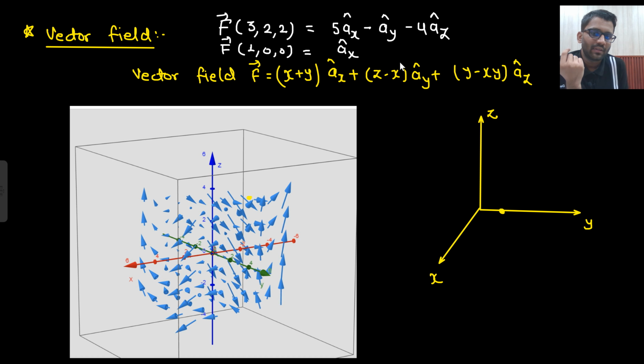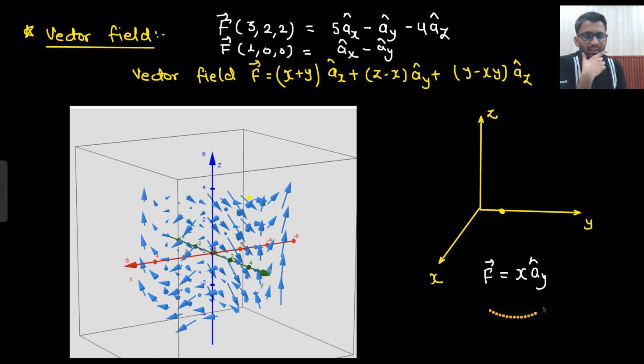Ax cap plus 0 minus 1, that would be minus ay cap, and this is 0 minus 0. So ax cap minus ay cap. So at 1, 0, 0, you are getting a different vector field. Let's just say your vector fields are represented by x ay cap. This is how your vector field is represented.